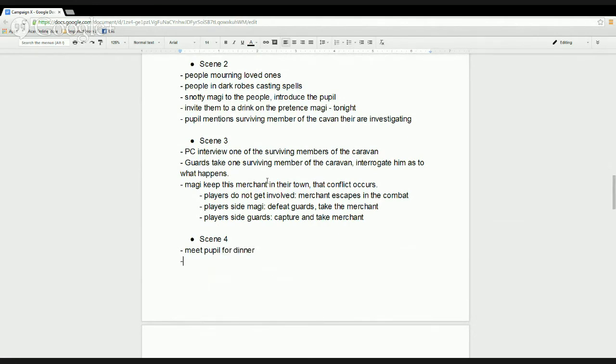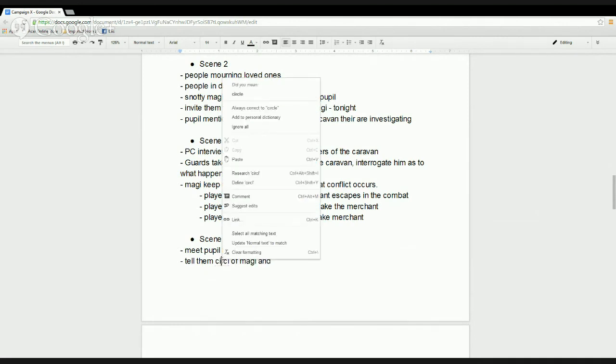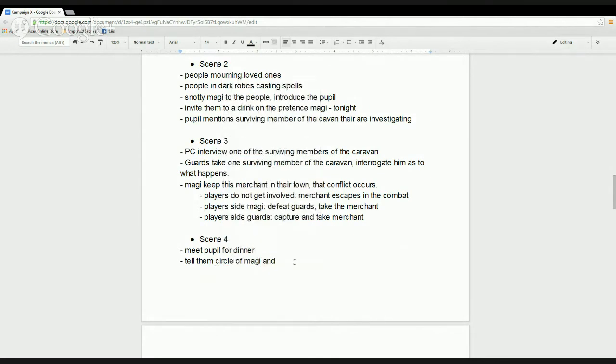And we're going to say, because the one thing is our pupil is very, very young, very unassuming. He's going to tell them about the Circle of Magi. And he is going to keep asking them why they're there. He's also going to... okay, I'm sort of working through this. I'm getting excited for our little finale scene here.